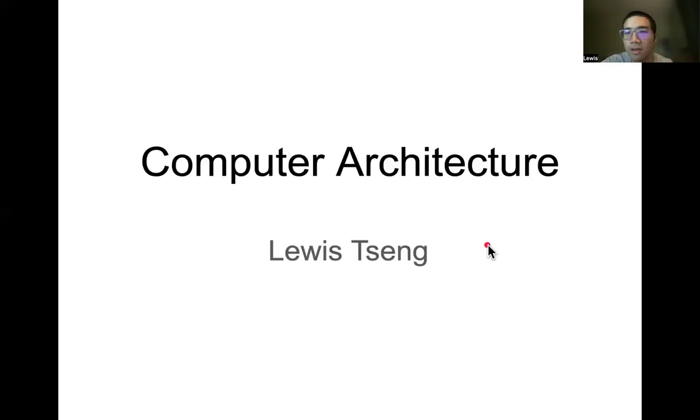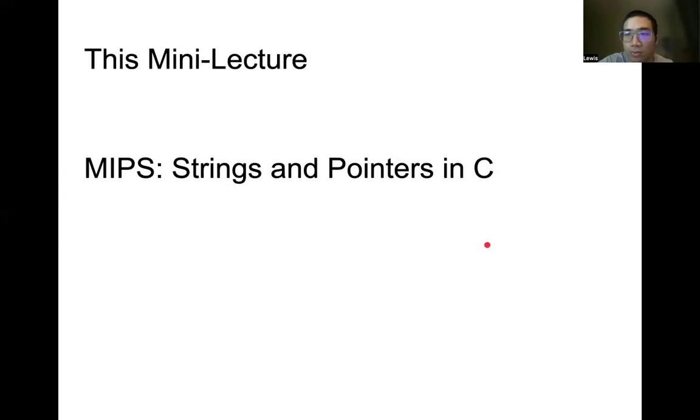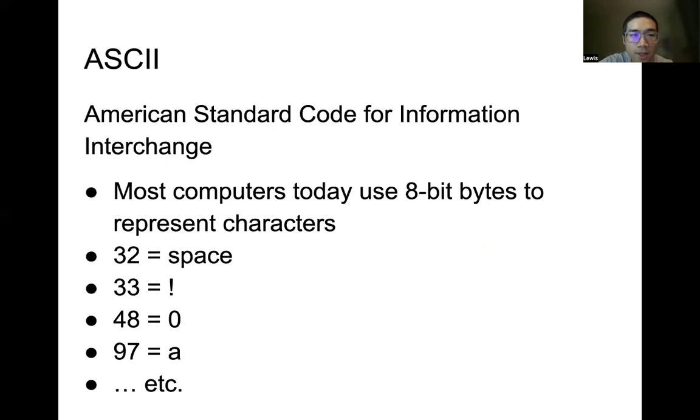Welcome to Computer Architecture. In this mini lecture, we are going to talk about strings and pointers, especially in C. The first thing to understand is how we represent strings. We usually use ASCII code, the full name is American Standard Code for Information Interchange, and most computers today use this 8-bit, which is a byte, to represent characters. For example, space is 32, the 0 is actually 48, A is 97, and so on and so forth.